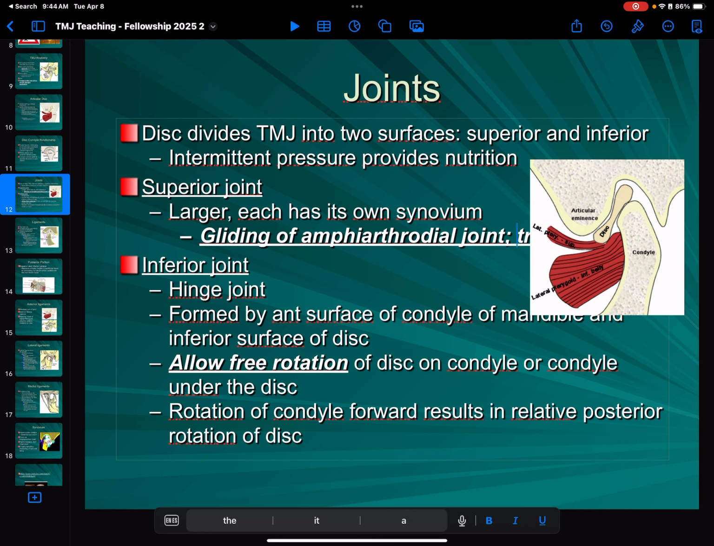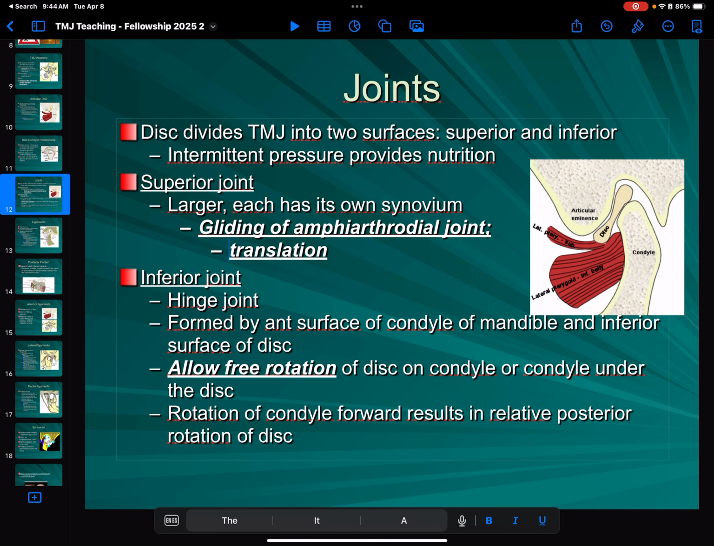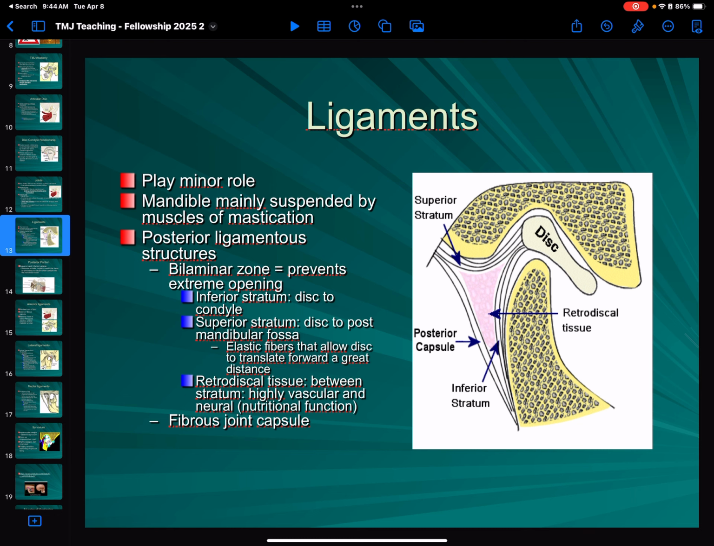So ligaments, functionally, don't play a major role. When I'm treating patients, I'm not typically thinking that much about the ligaments, unless, like any other ligament, when would you think about a ligament coming into play in other joints of the body? Knee joint, with any type of traumatic instability. Exactly. So the only time I'm really thinking about ligaments within the TMJ is if there's been trauma.